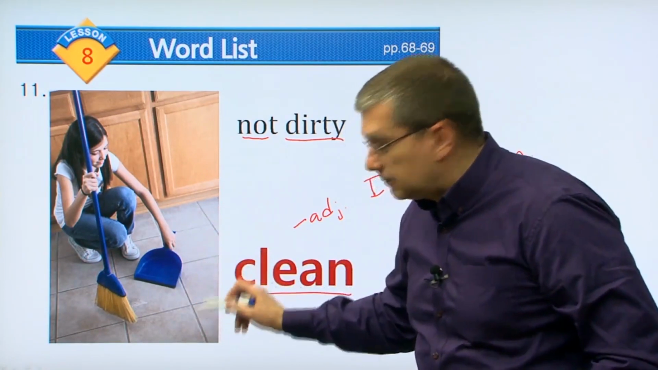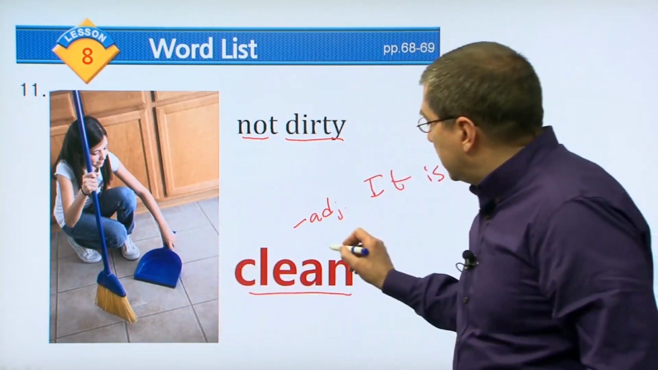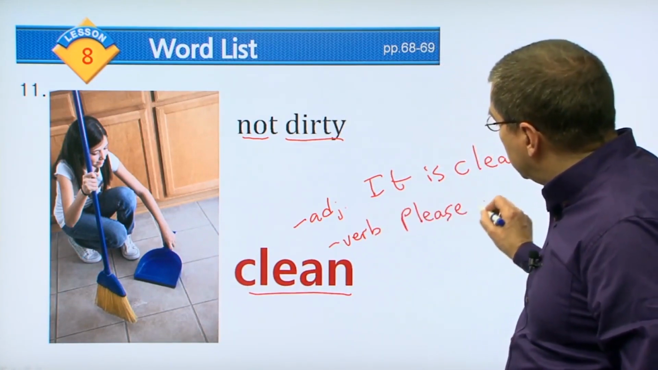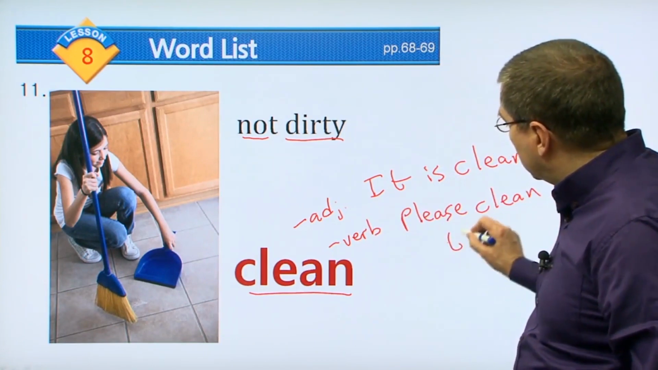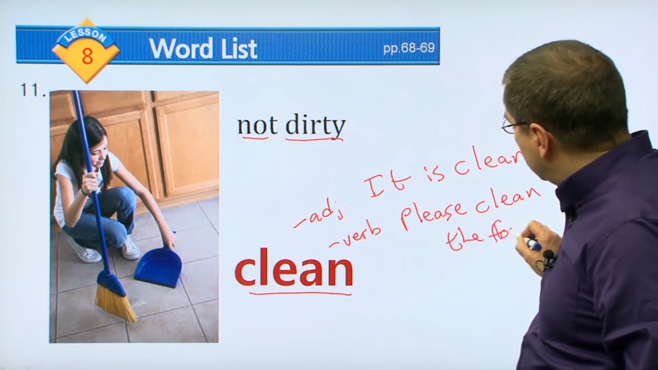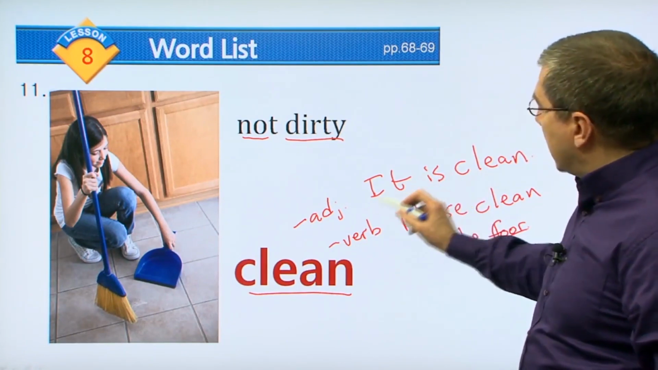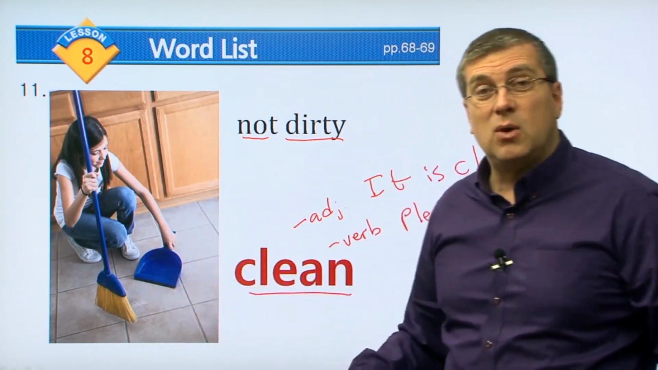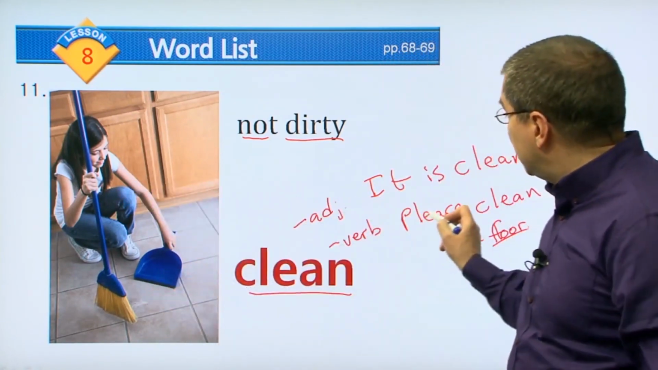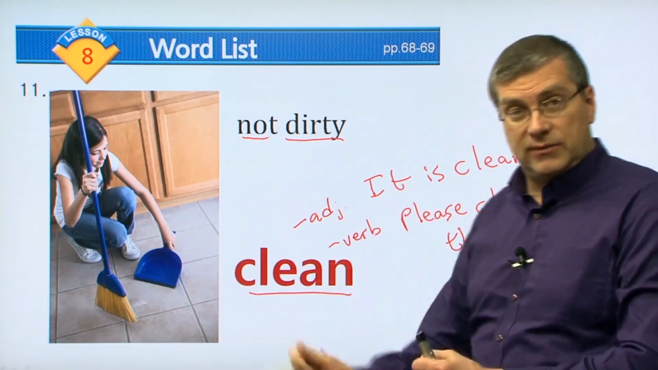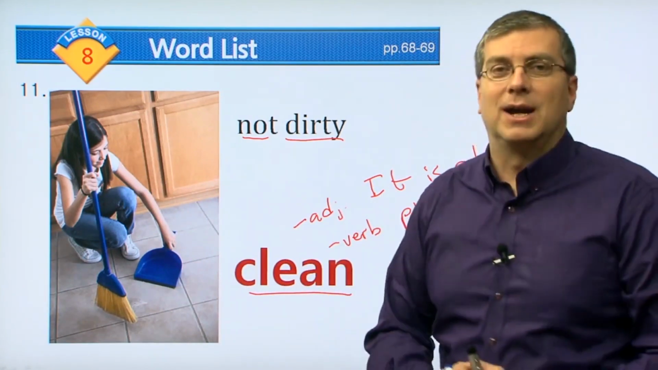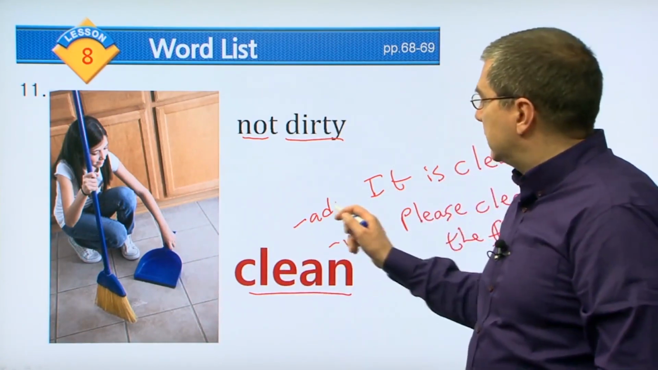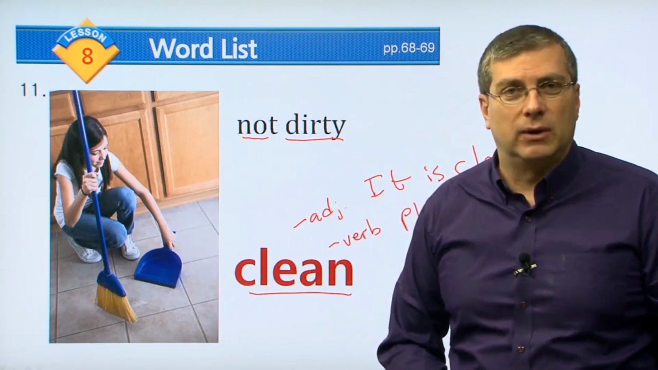The floor is clean. We can also use it as a verb. Please clean the floor. So we can use it in two ways, okay? As an adjective, it is clean, the floor is clean, or if mom sees some dirt on the floor, she will say to her daughter, please clean the floor. And that's a verb. Please clean up your room, right? Please clean up your desk, for example, okay? So we can use it as an adjective or as a verb very commonly.